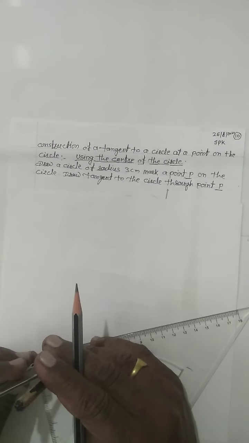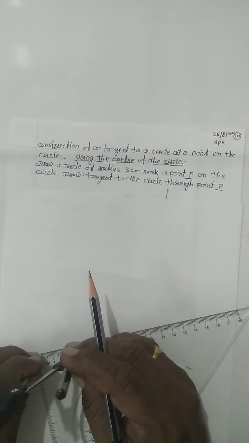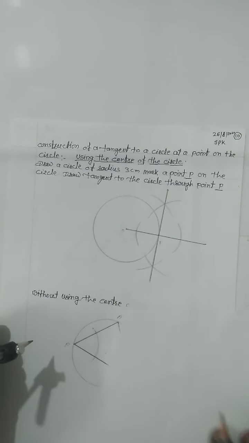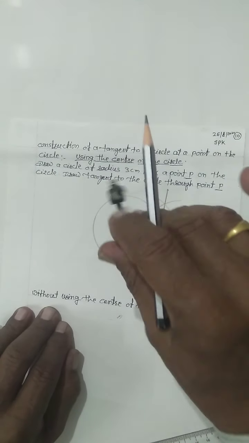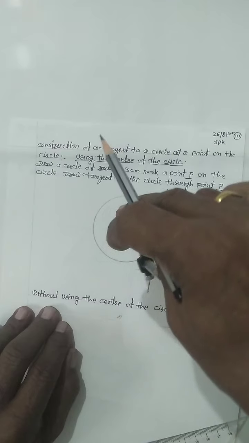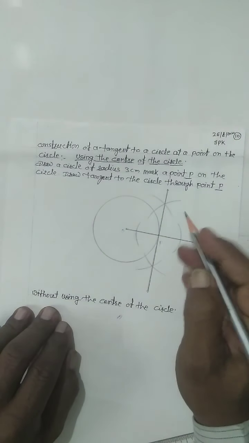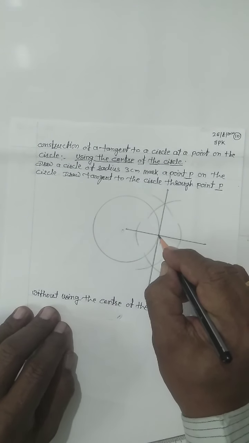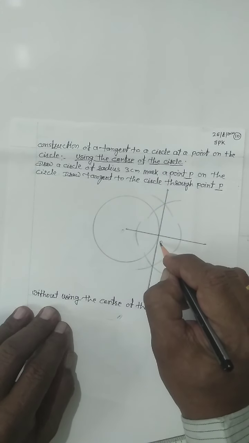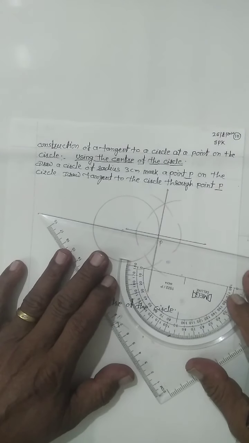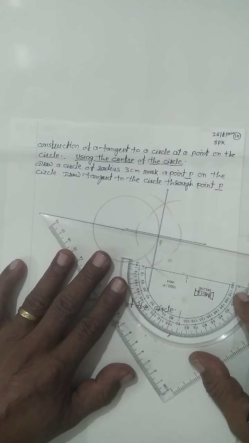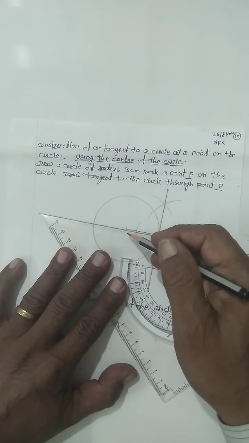Firstly, take a distance between two terminals of the compass of 3 centimeter, that is the radius. Draw the circle in this way. Then mark a point P on the circle and draw the ray which starts from the center of the circle and passes through the point P. In this way we draw the ray.